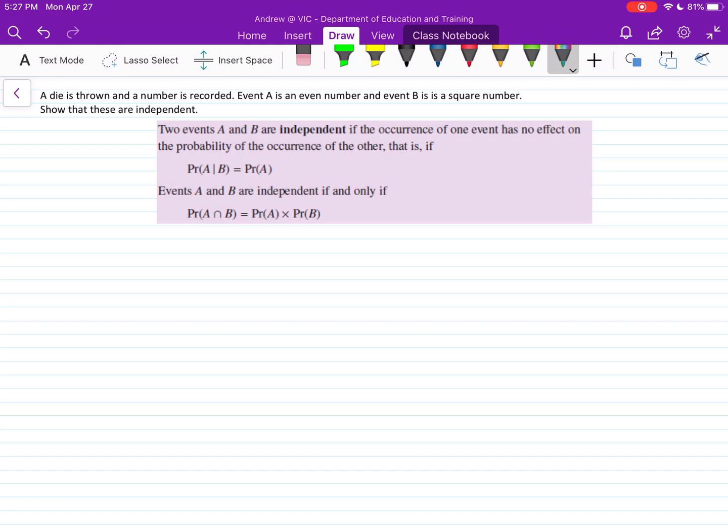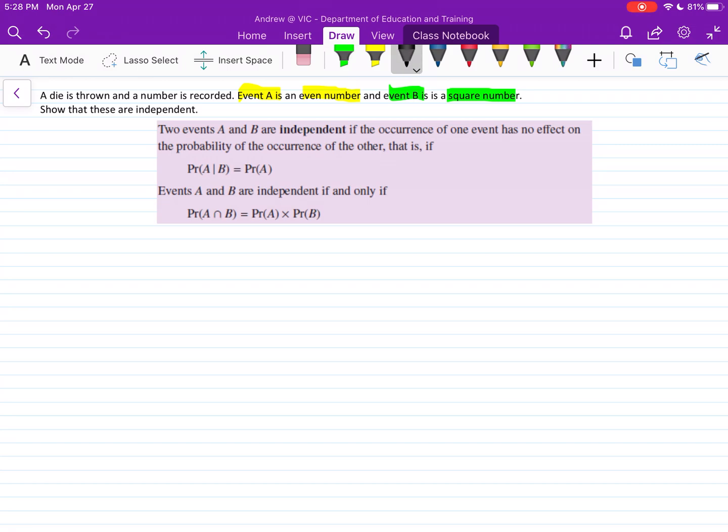With this question, we've got a die that is thrown and a number is recorded. Event A is an even number, and event B is a square number. Show that these are independent.